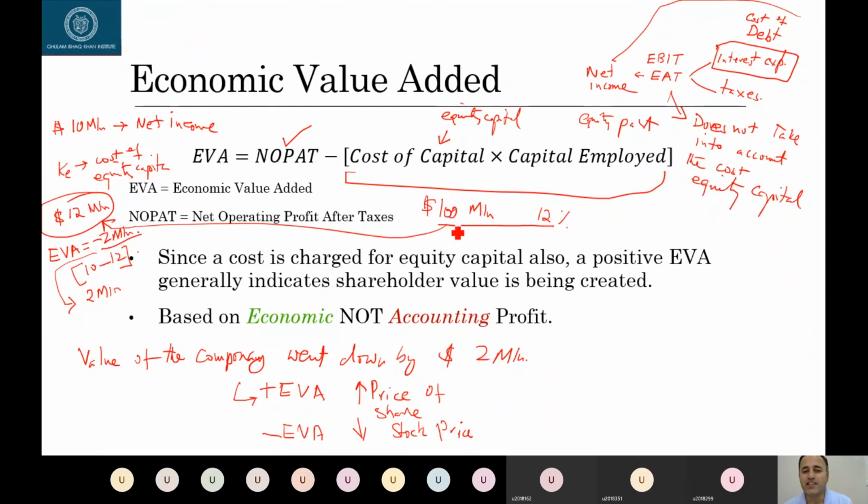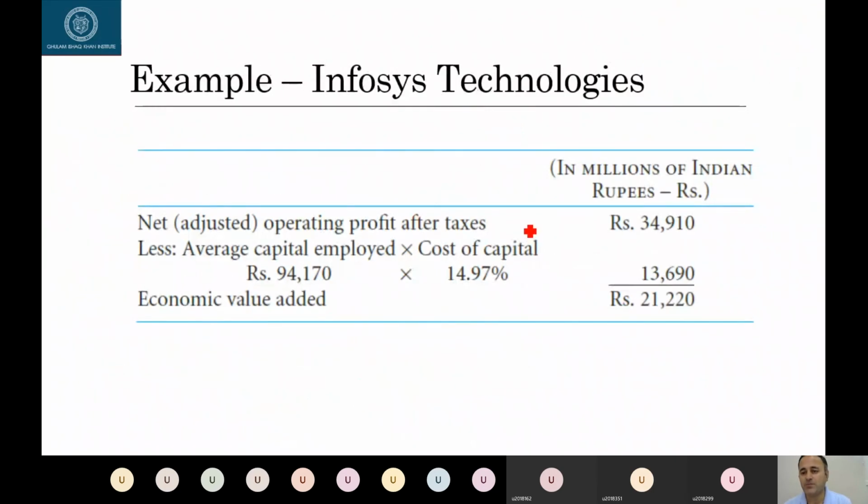I can easily invest this much money in a similar company and make 12%. So if the company is making only $10 million, it means that the company is not going in the right direction. More precisely, it's actually losing its value. Anything more than 12 million is adding value, and anything less than 12 million is actually losing value. For some companies, it's one of the most important and powerful tools for management to make certain decisions.